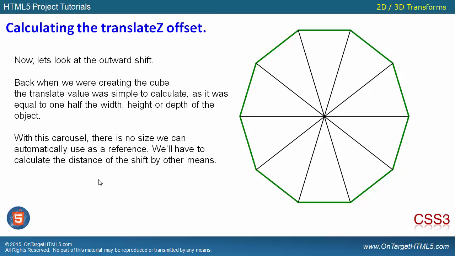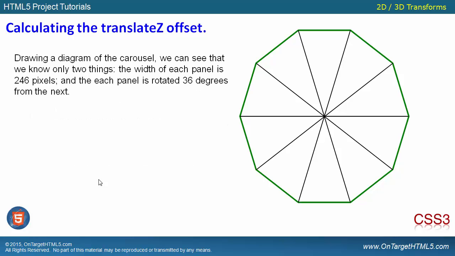With this carousel, there's no size we can automatically use as a reference. We'll have to calculate the distance by other means. Drawing a diagram of a carousel, we can see that we know only two things for certain. The width of each panel is 246 pixels, and each panel is rotated 36 degrees from the next. That 36 degrees is our angle, and we have a 246 pixel panel.